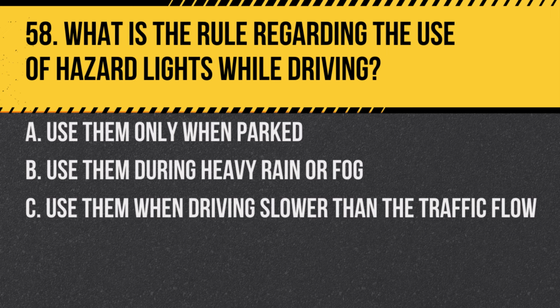Question 58. What is the rule regarding the use of hazard lights while driving? A. Use them only when parked. B. Use them during heavy rain or fog. C. Use them when driving slower than the traffic flow. Answer: A. Use them only when parked. Hazard lights should be used to indicate a stationary vehicle that may be obstructing traffic, not for moving vehicles except in specific circumstances allowed by law.